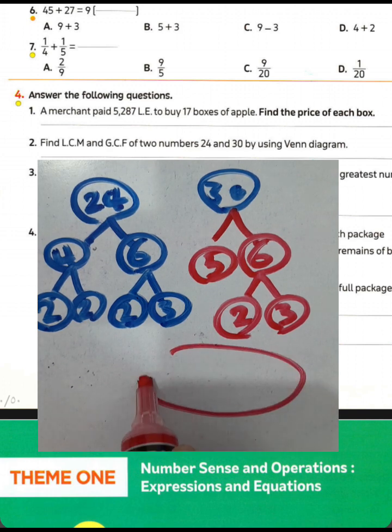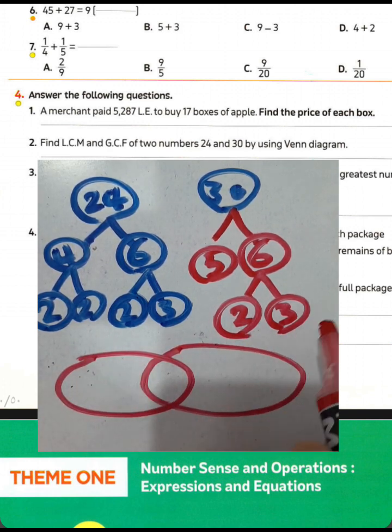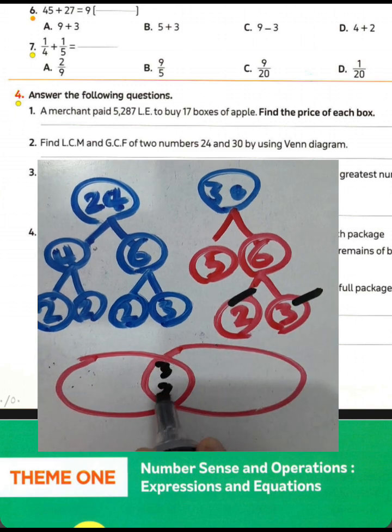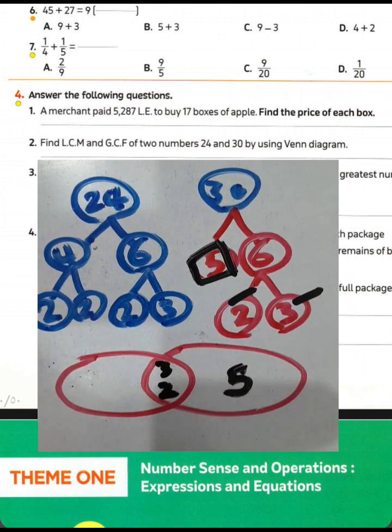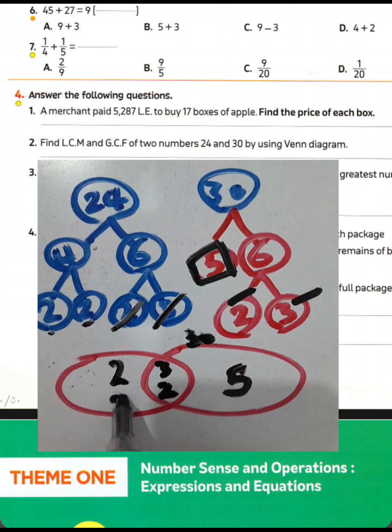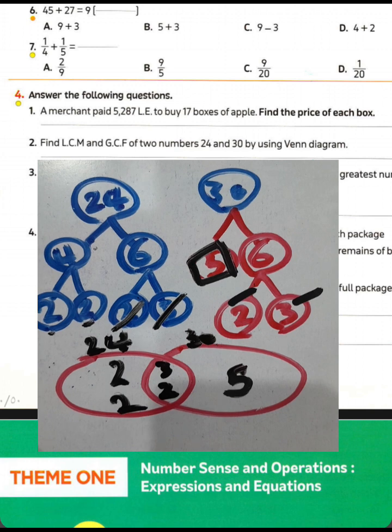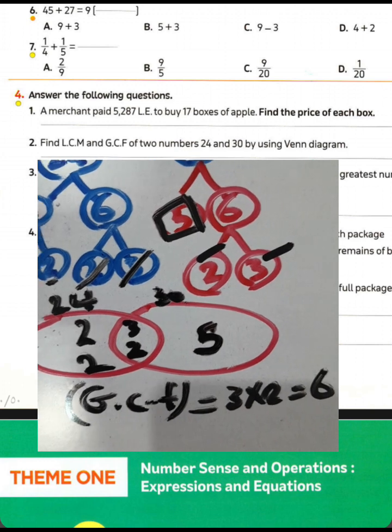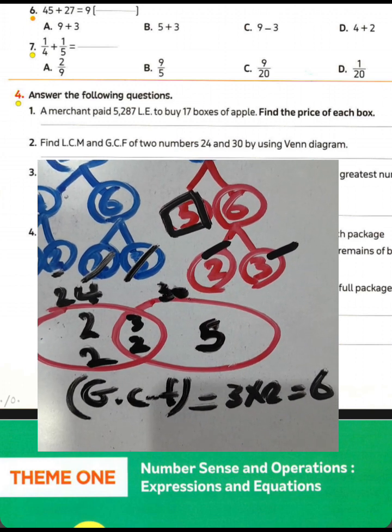And then we can write the similar numbers between them. The similar numbers between the first number and the second number here are 3 and 2. Write 3 here and 2. And the remainder here, 5, is the prime factor of 30, okay? And we can cancel 2 and 3 here, and the remainder 2 and 2 here belong to 24. Then we can find the greatest common factor between them. It will be what? 3 times 2 equals 6. The greatest common factor between the two numbers will be 6. Okay?